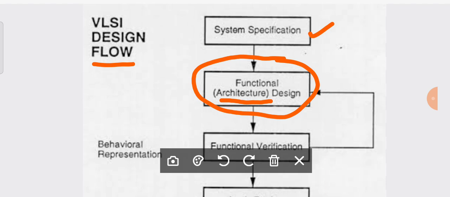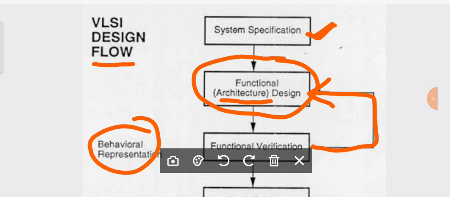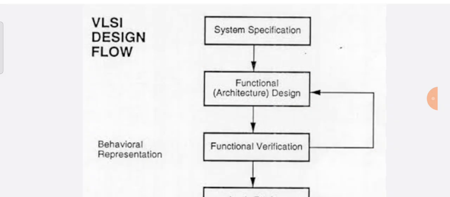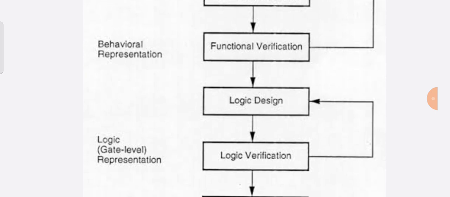After designing the functional unit according to the specifications given by the user, the designer is going to verify whether the functional unit designed by him is right or not. Is it clear? If the functional verification is according to the specifications given by the user, then the behavioral representation is completed. After that he will move to the next stage, that is logical design.